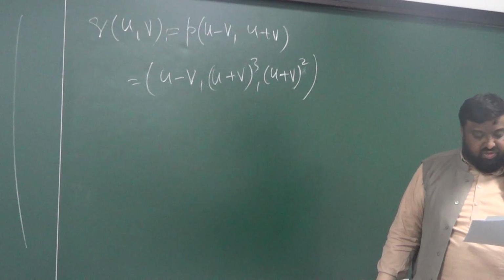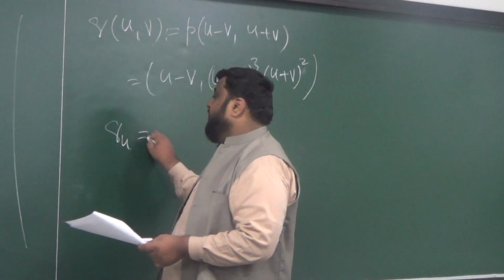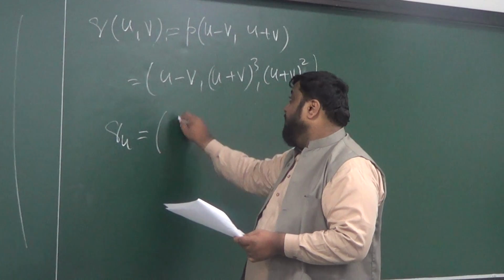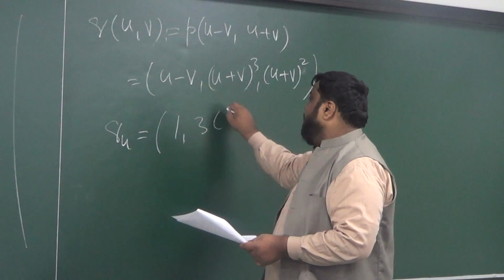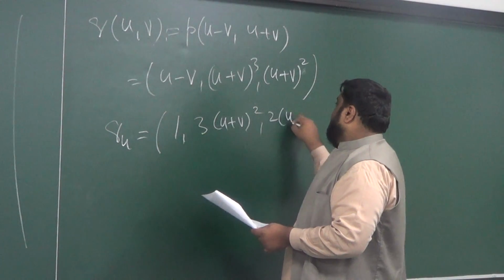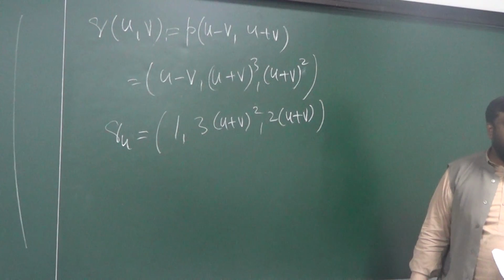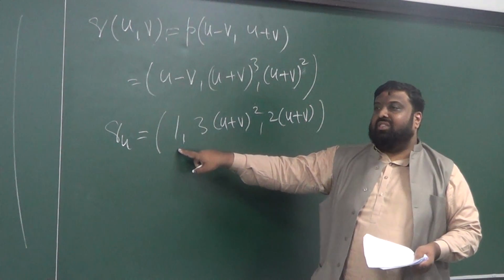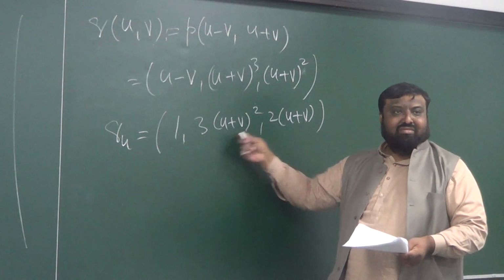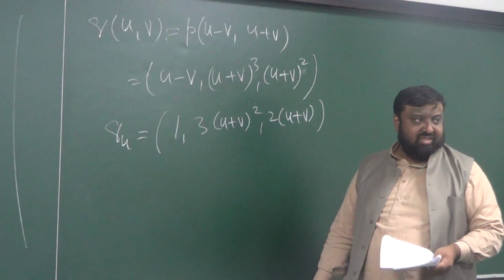Now, what would be Q_u in this case? If you compute Q_u, the partial derivative with respect to u, it is going to be (1, 3 times (u plus v) squared, and 2 times (u plus v)). This guarantees that it will never be 0, no matter what u and v you choose, because the first component is fixed.